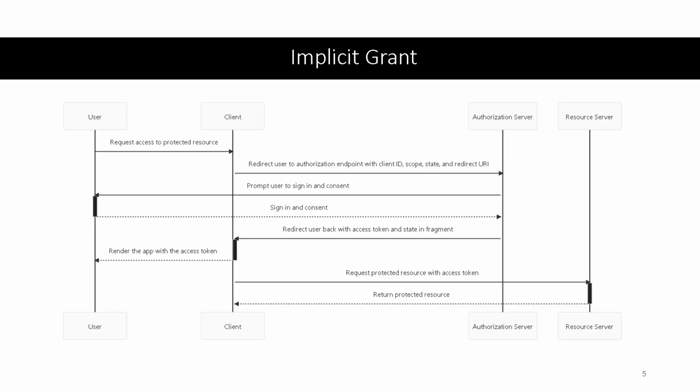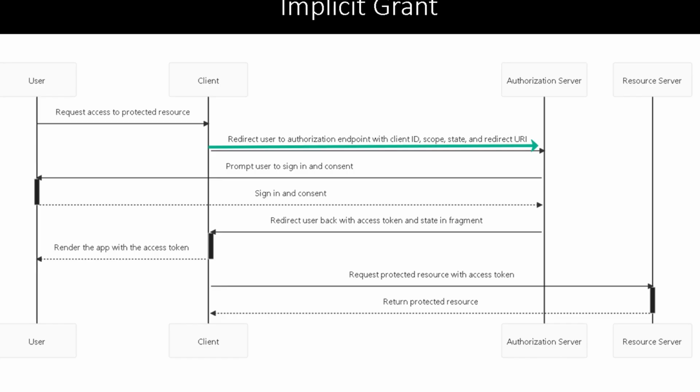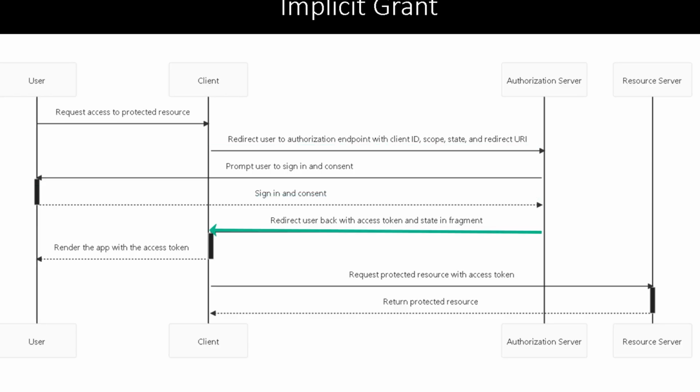The steps involved in the implicit grant flow are: the user signs in and consents to the client application to access protected resources on their behalf, and the authorization server returns an access token directly to the client. The client can then use the access token to request the protected resource from the resource server.